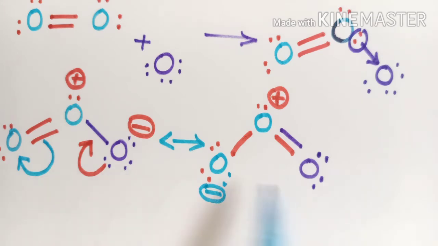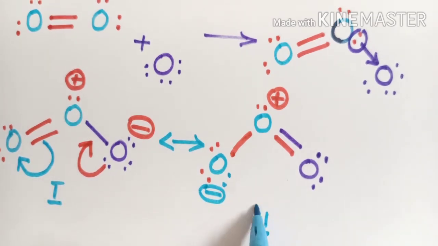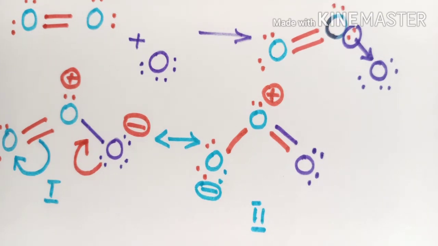Now we can check the structures. The first structure is different from the second structure in the position of the double bond, and that means, on analysis of the actual structure, we find that ozone has a partial double bond character.